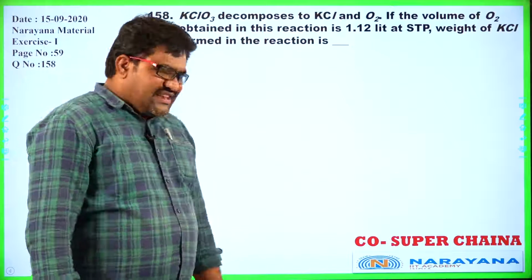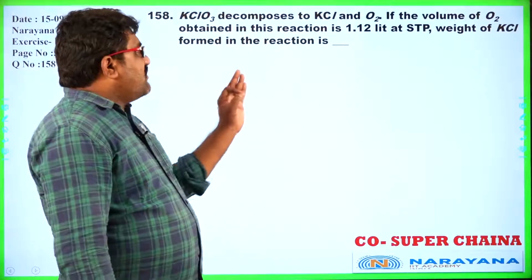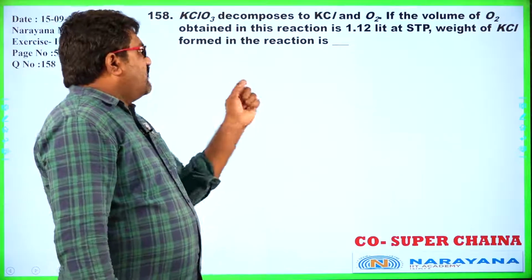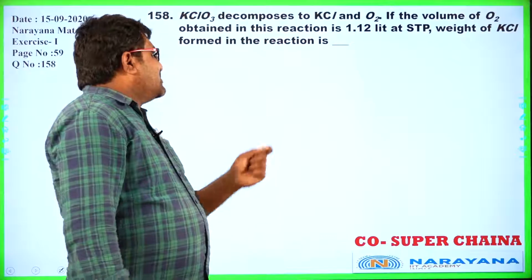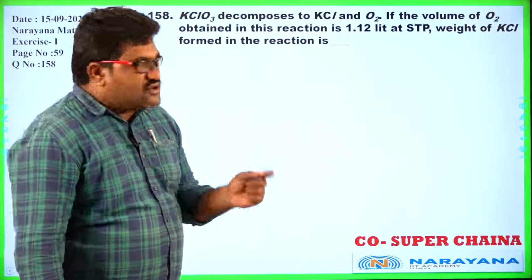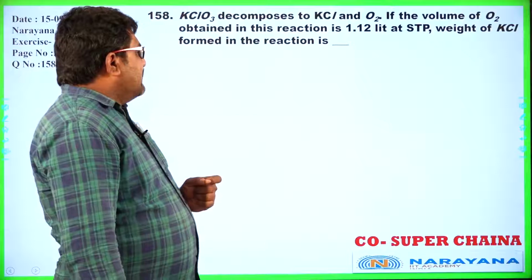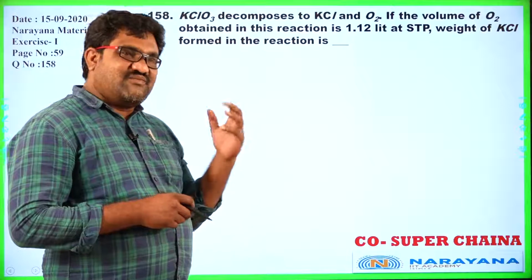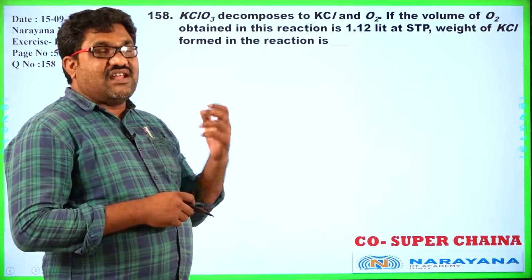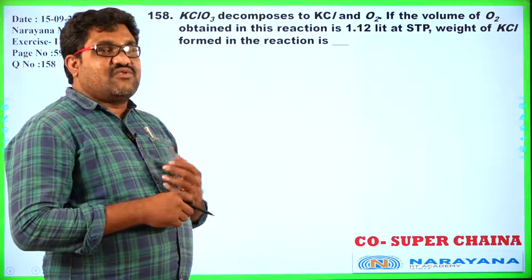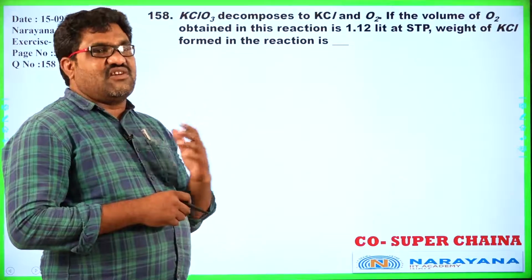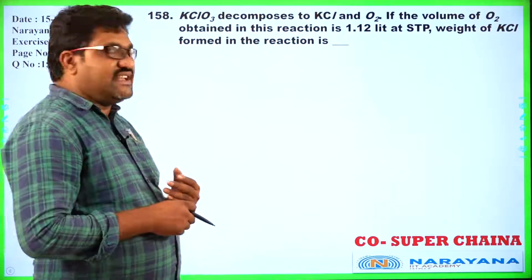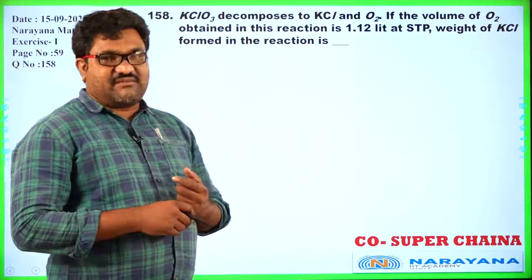KClO3 decomposes to KCl and O2. If the volume of O2 obtained in this reaction is 1.12 liters, find the weight of KCl formed in the reaction. So he has asked about both products. He has given the volume of one product and asked about the weight of another product. So it is a weight to volume relation. And this is question number 158 from our material, page number 59, exercise 1.